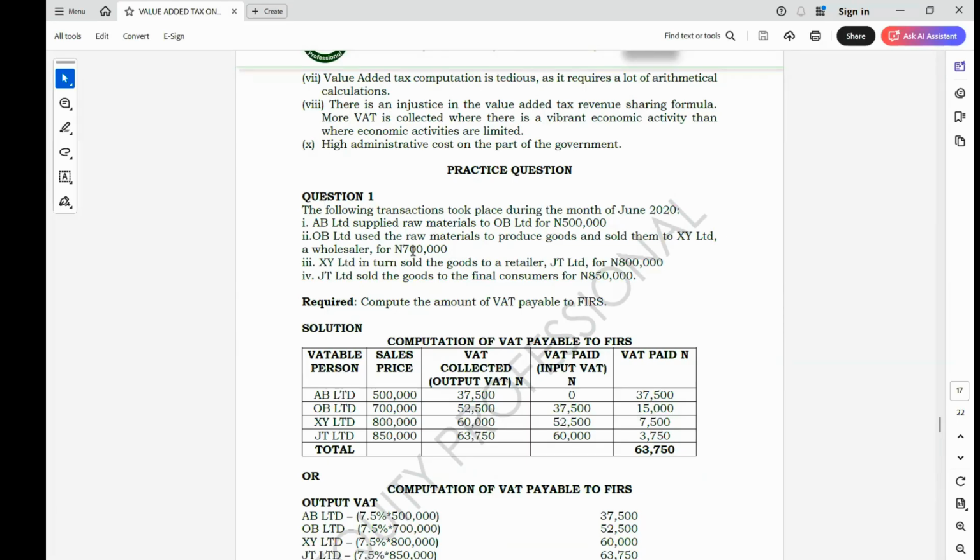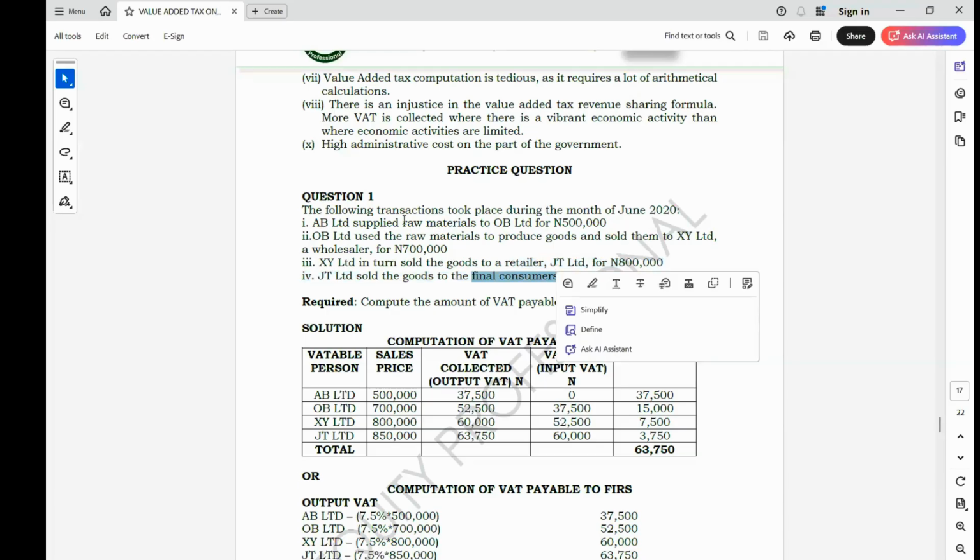Required: compute the amount of value added tax payable to what? To the Federal Inland Revenue Service. So you can see that one single item moves from the supplier, from the manufacturer, to what? To the final consumer.